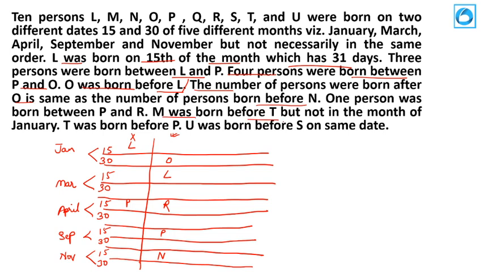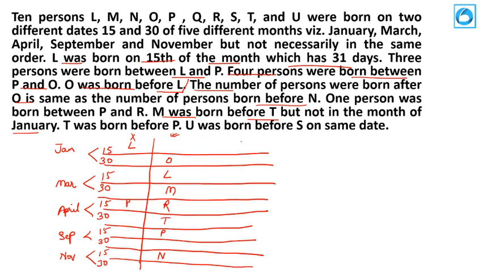M was born before T but not in the month of January, and T was born before P, right? So M was born before T but he is not in January, and T was born before P. So the only possibility is this, that M is here and your T is here, right?